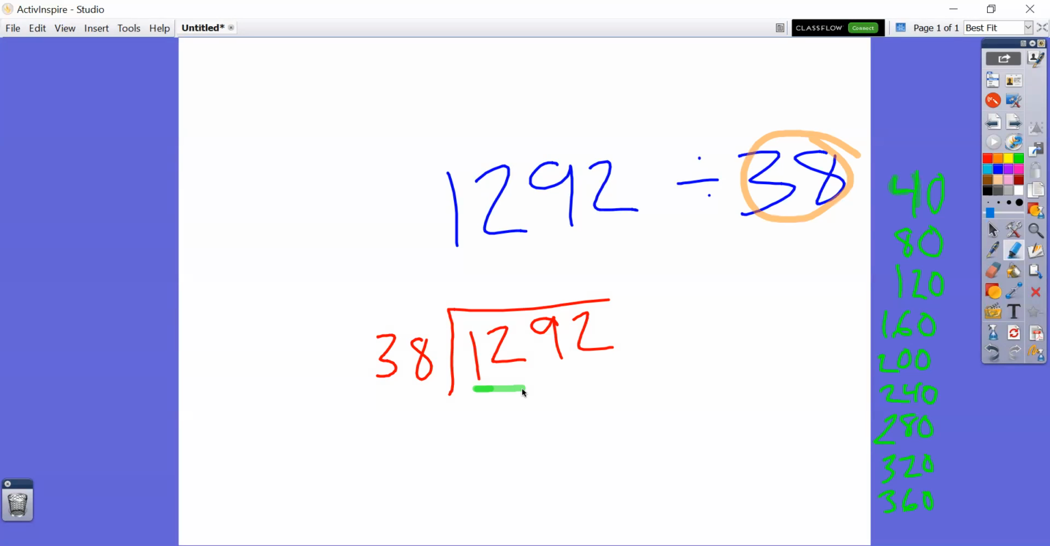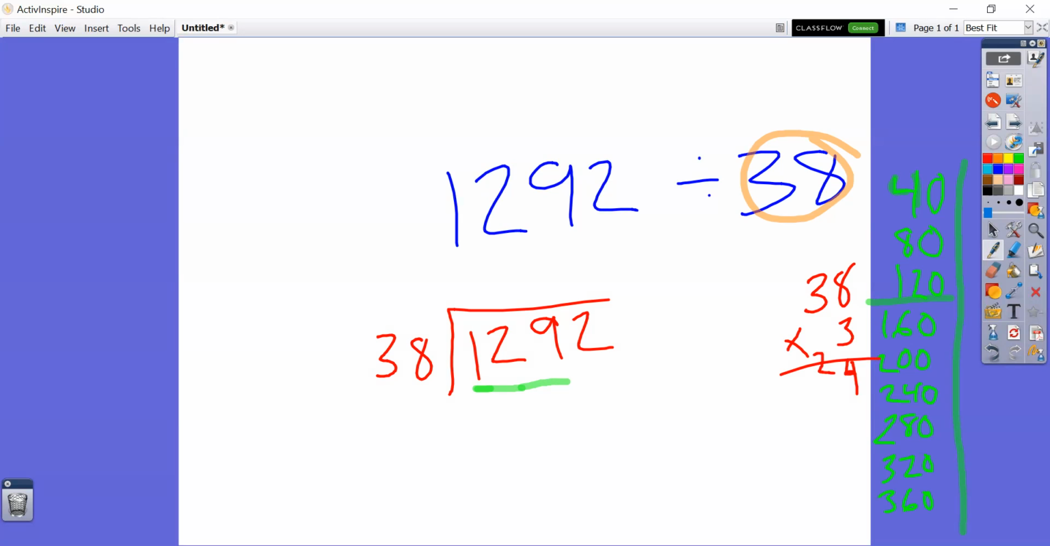Now I'm not dealing with just 1,000, I'm dealing with 12 hundredths. Well, that's still smaller than 38, so I have to go all the way to 129 tens. So if I look over here at my multiples, I can see that 120 is probably the closest. So that would be 3 groups, but I don't really know what 3 groups of 38 is. So I'm just going to set it up and see if it's a good starting point.